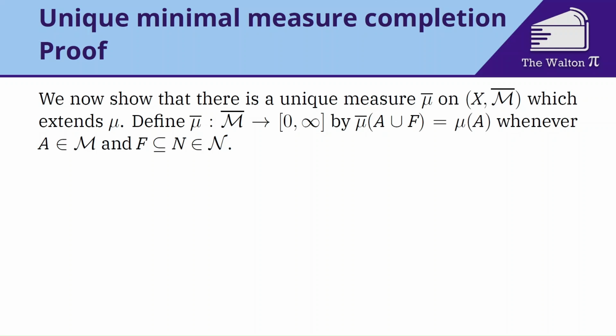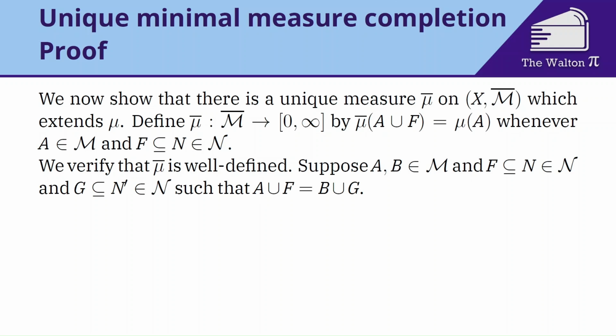Now, this definition is a little bit vague. How do we know that A union F is the only way to write it? We don't. So we have to check that this is well-defined, that it does not matter which A we had chosen. So let's go ahead and do that. Let's suppose that we have two different ways of breaking our set up. So A union F, B union G, A and B are in M, and F and G are subsets of null sets. So let's note first that B union G is a subset of B union N prime. N prime is that null set.